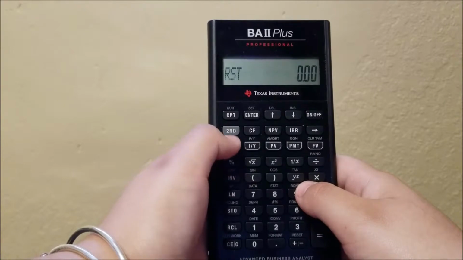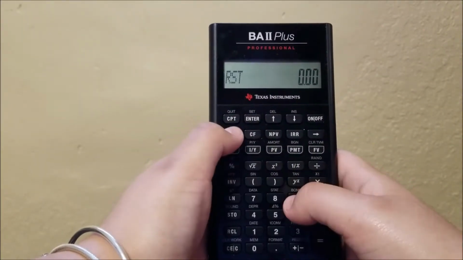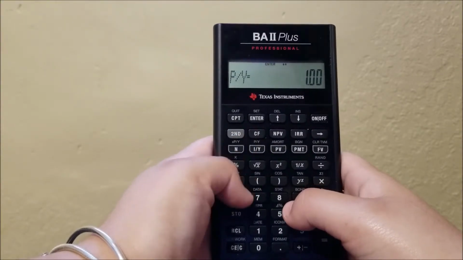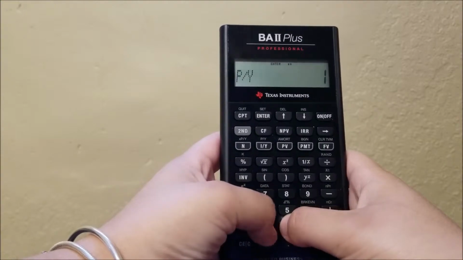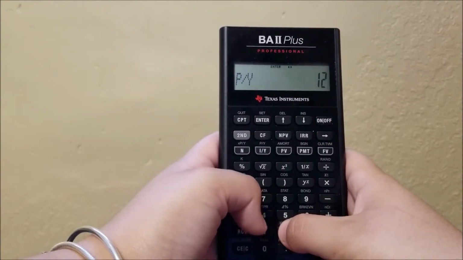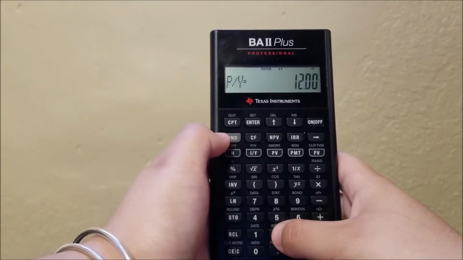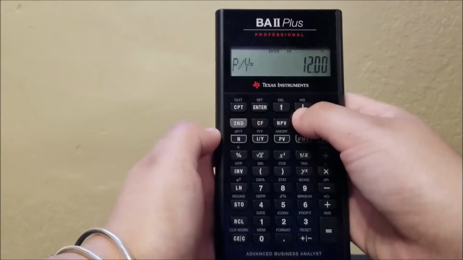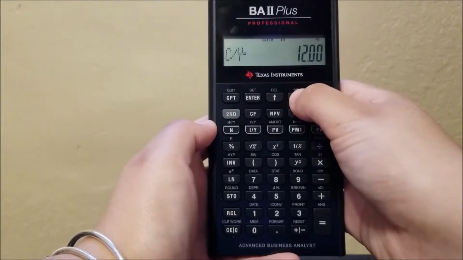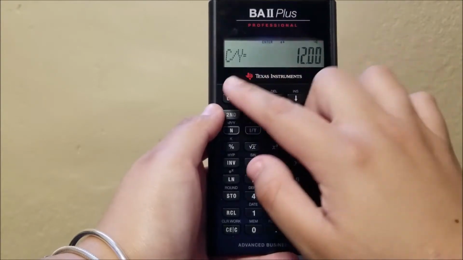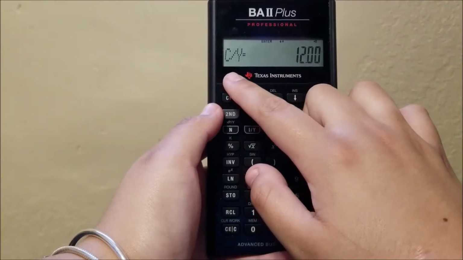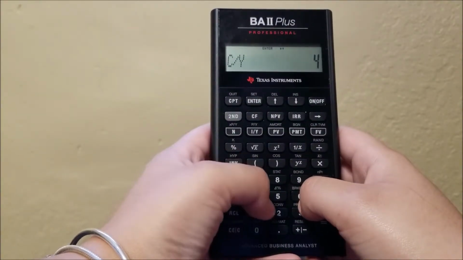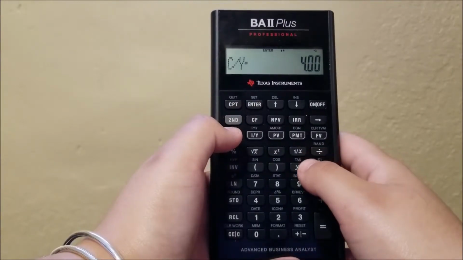With this one, once we've reset our calculator, we're going to put our second and put the payments per year. It's at 1, so we're going to change that to 12 because that's how many payments, and we're going to put enter. Next, we're going to press the down arrow right here, and it's going to show us the compounds per year, or periods. Then we're going to put 4 and enter to lock in our result.